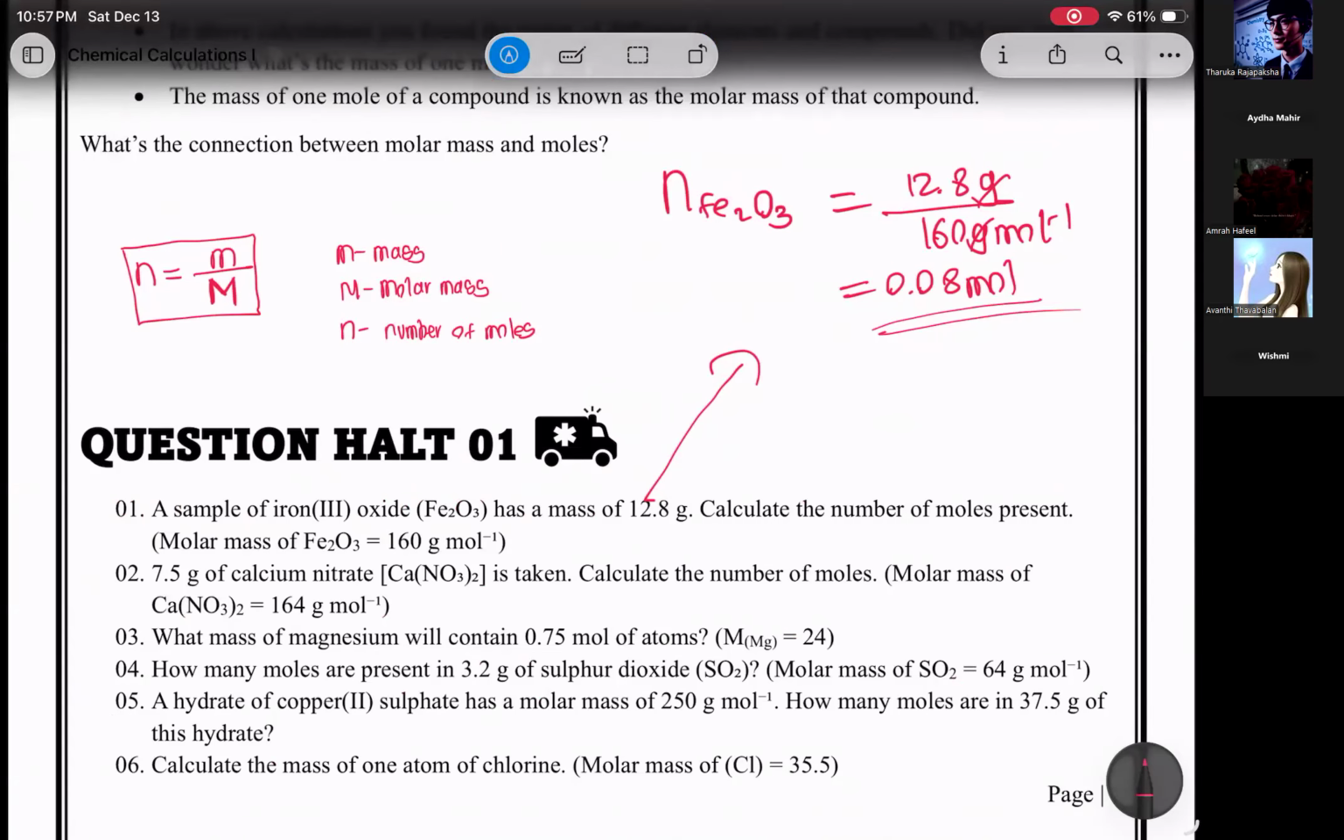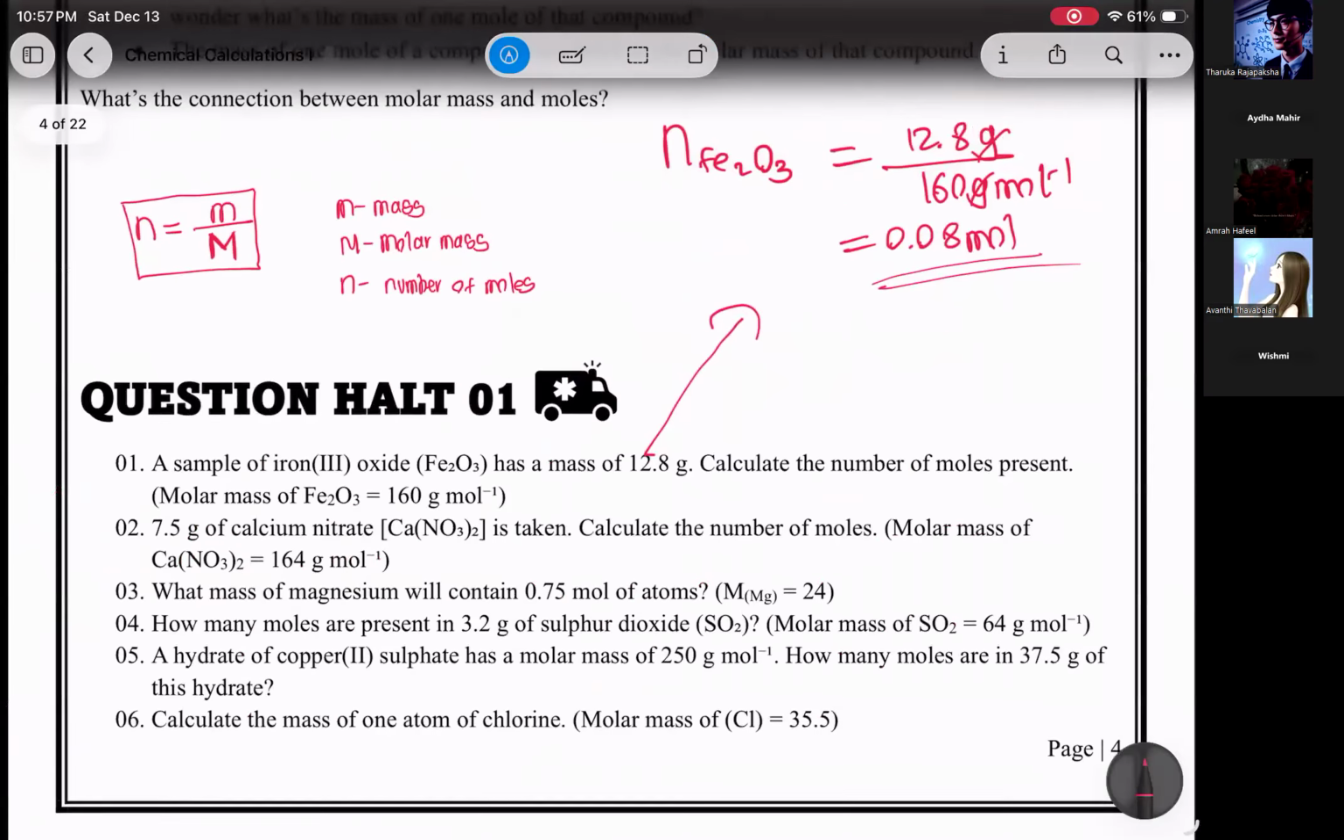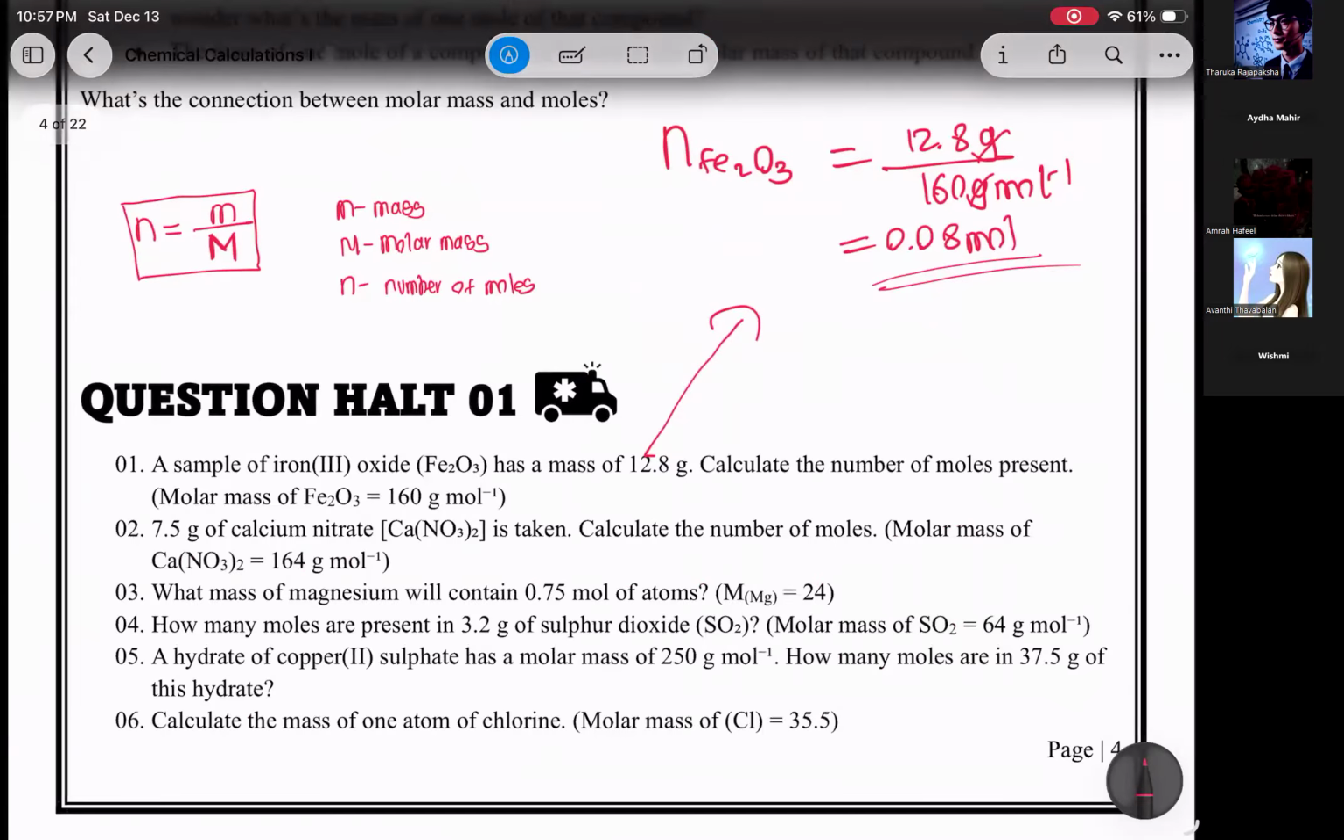Second one. 7.5 grams of calcium nitrate is taken. Calculate the number of moles. Do it on your own. Mass. What is the mass?